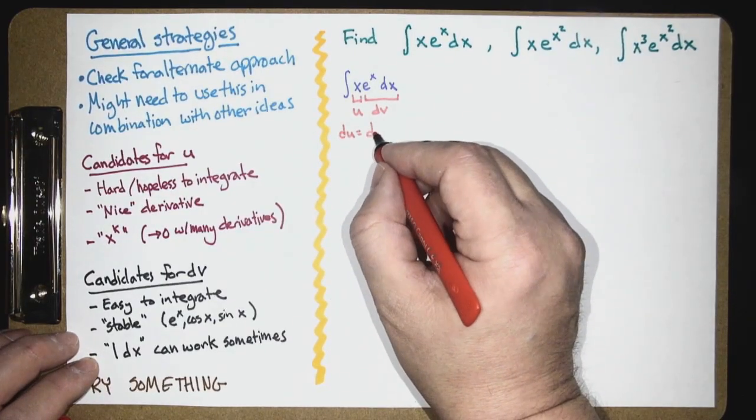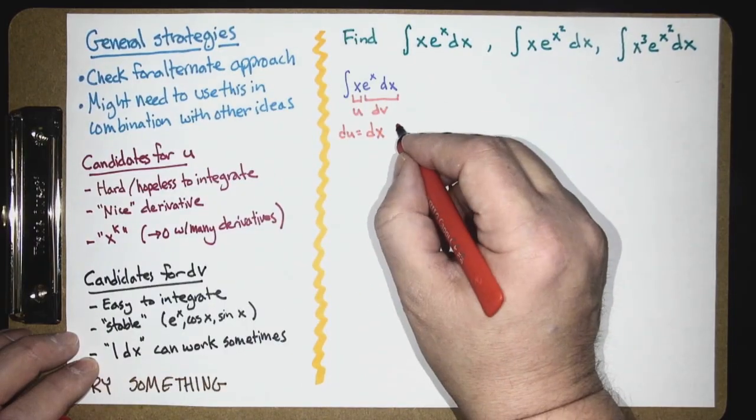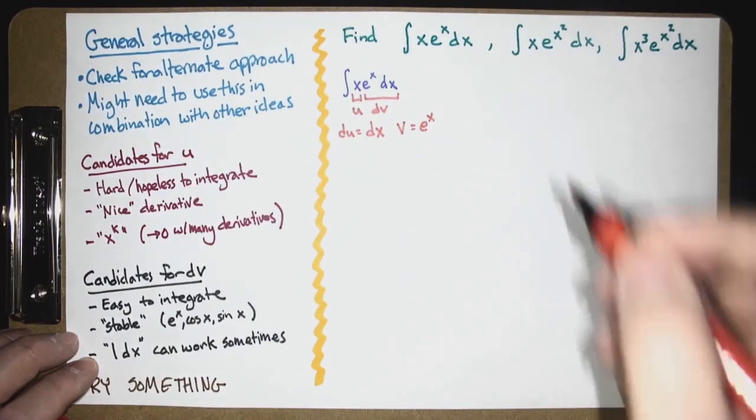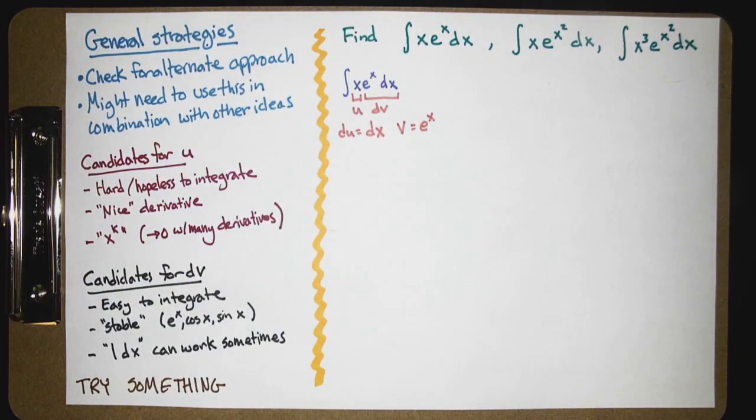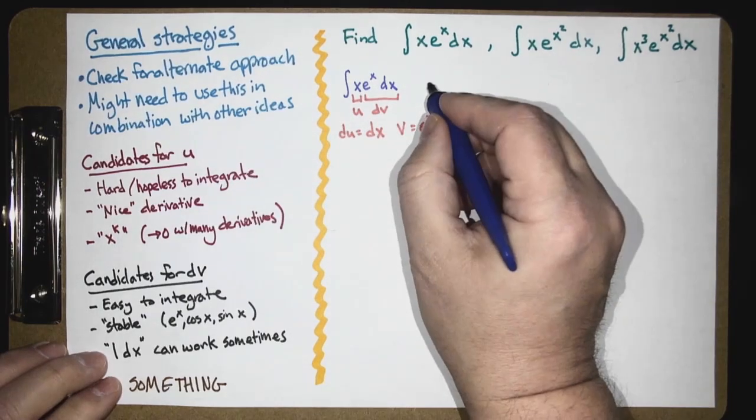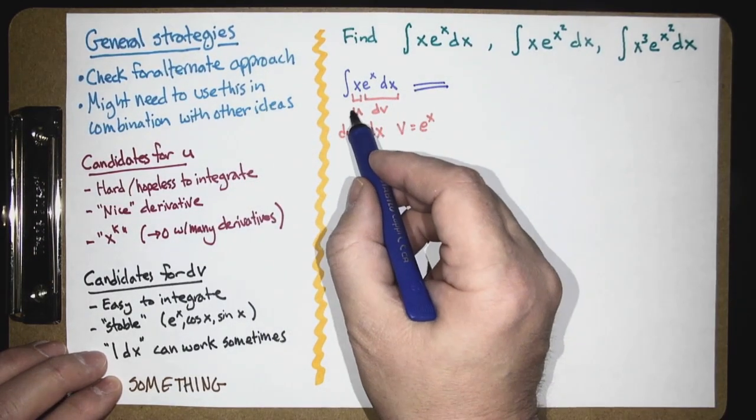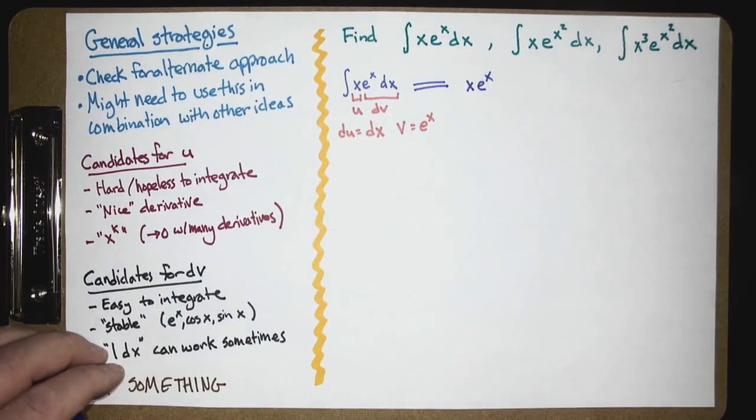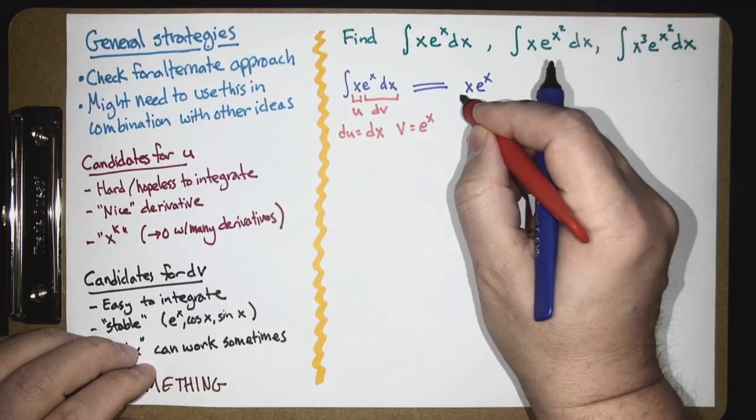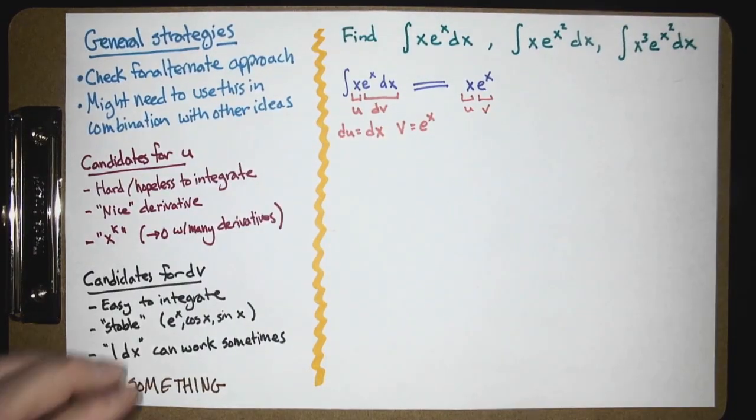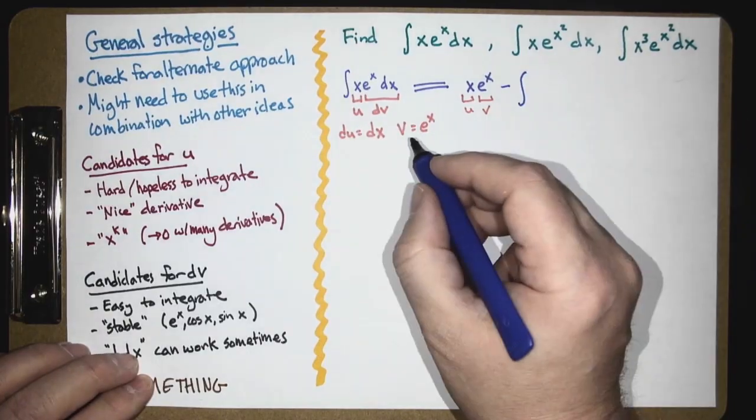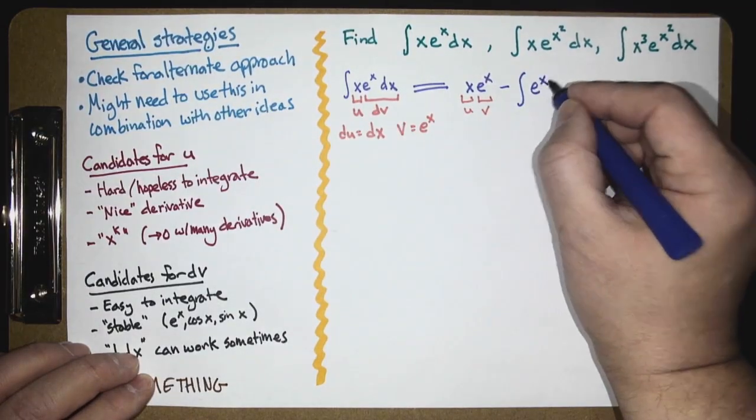Okay, it's 1, or I would write 1 dx. And what is v? e to the x. So you have to do a small antiderivative, small integral problem. All right, so we have the integral of x e to the x is equal to, well, we have our u, v, so x e to the x. And then we're going to subtract the integral of v, e to the x, du.